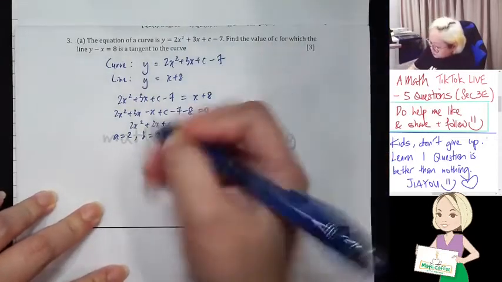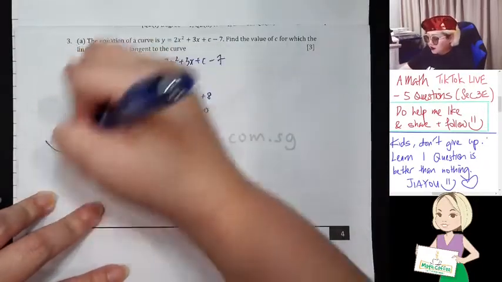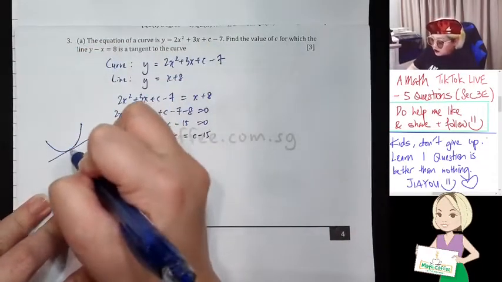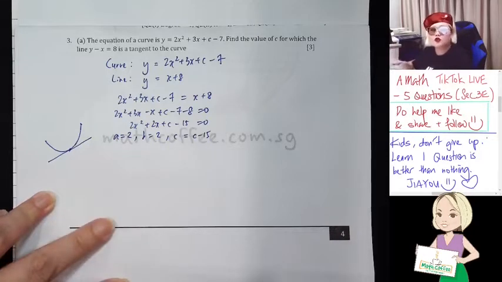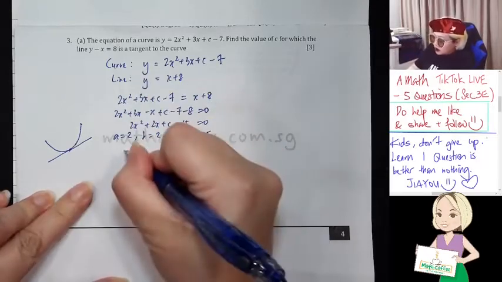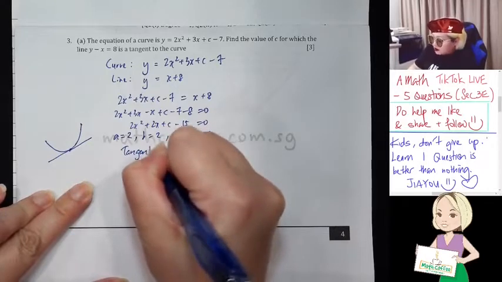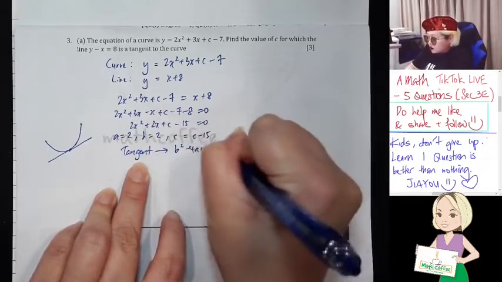Okay, so let's move on. And see, they give me a property, right? They tell me that the curve is a tangent to the line. Tangent means it touches. So when it touches, there's only one intersection point. And one intersection point means what? It means my discriminant equals 0. Only two real and equal roots, in other words, one real root. So because they tell me that it is a tangent, my discriminant equals 0.